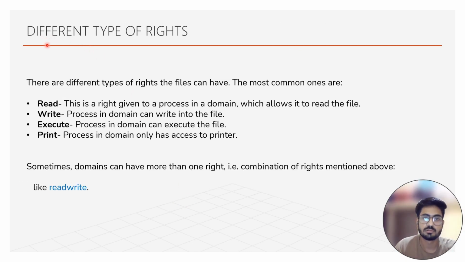There are different types of rights: read, write, execute, and print. The read right is given to a process in a domain, which allows it to read the file. The second one is write. A process in the domain can write into the file. Execute: a process in the domain can execute the file.